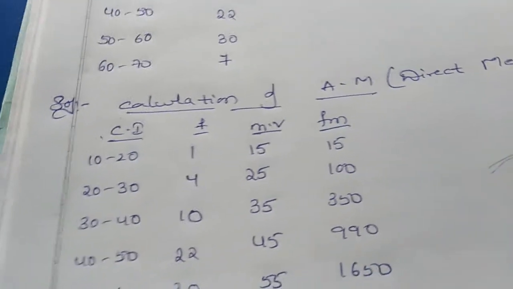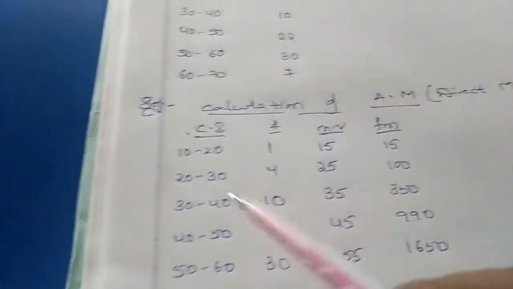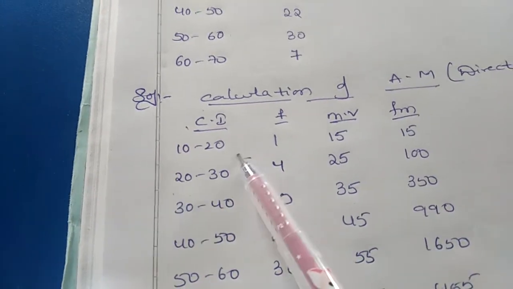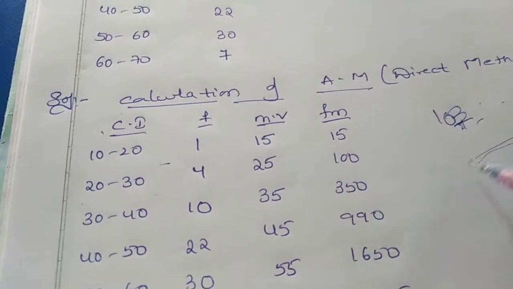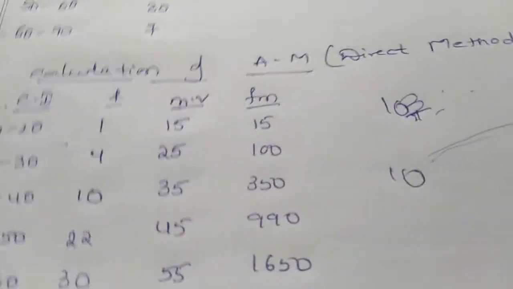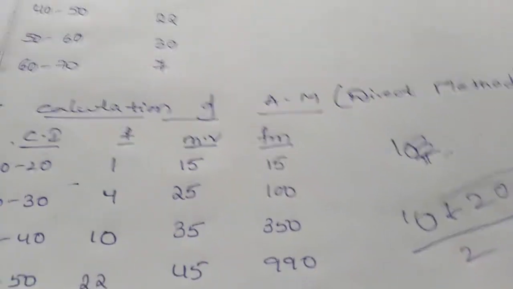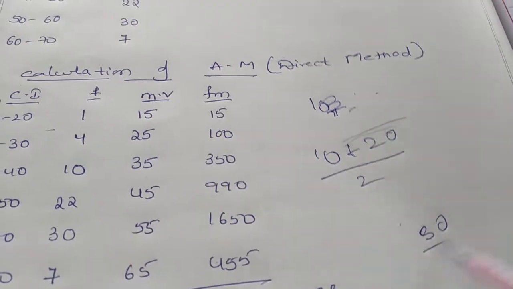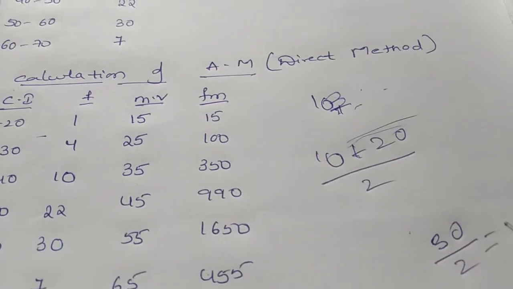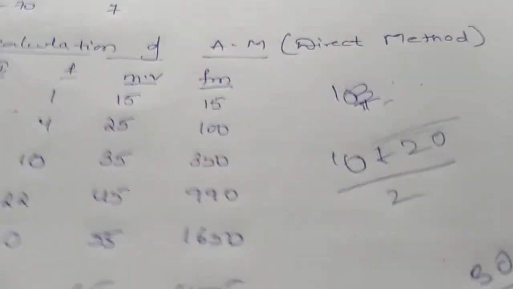Be careful, how do we calculate the mid value here? Take the class interval 10 to 20. 10 plus 20 divided by 2. 10 plus 20 is 30, and 30 divided by 2 is 15. You will be getting 15.